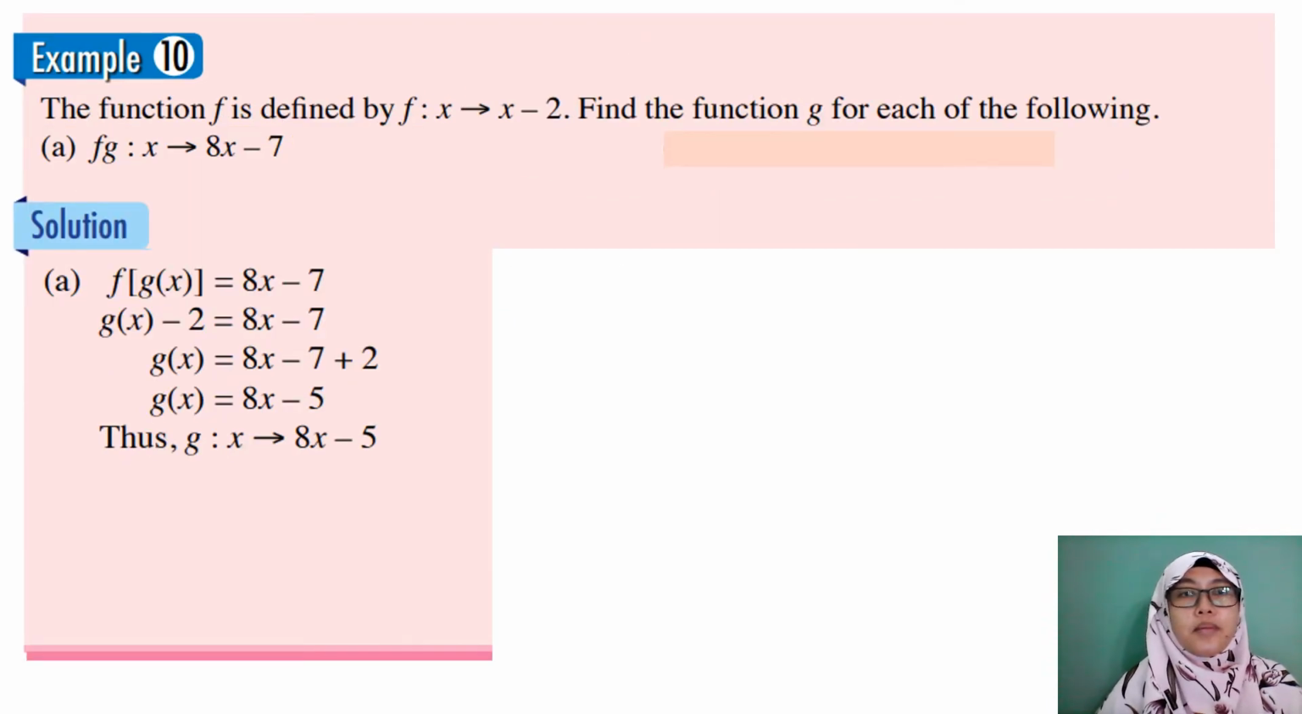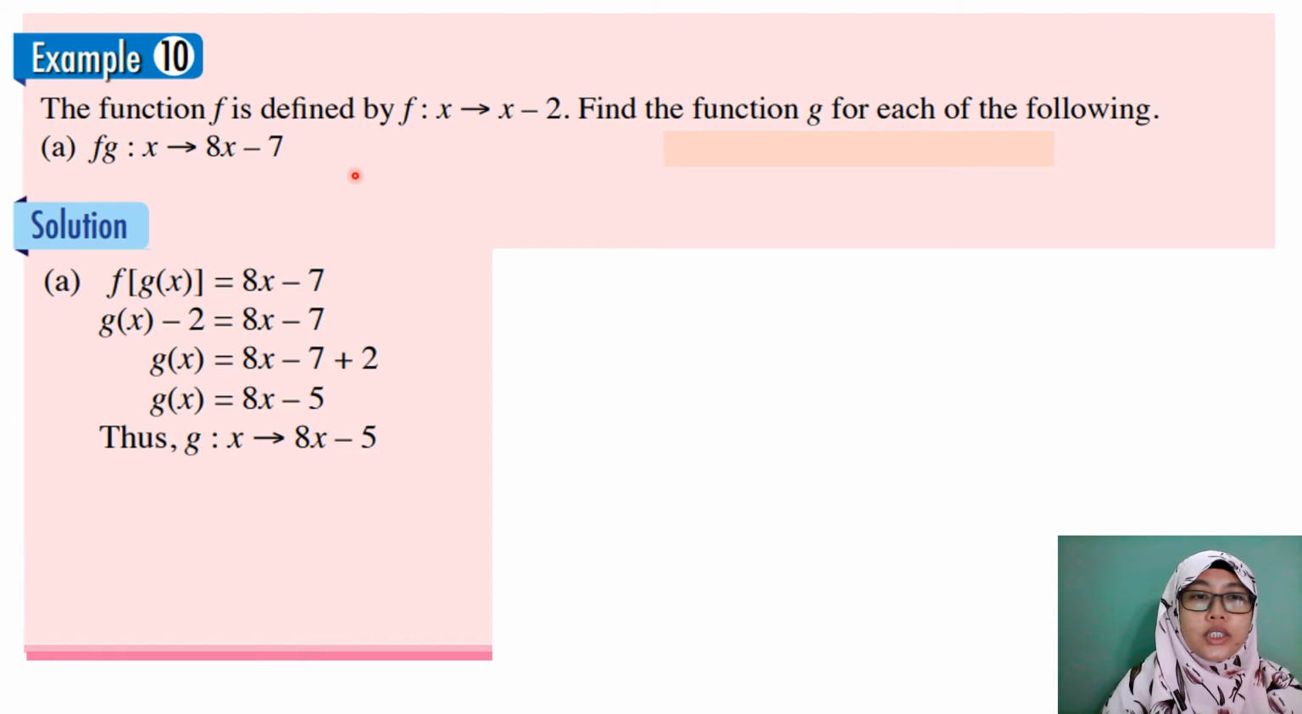For example number 10. Okay, the function f is defined by f(x) equals x minus 2. So dia dah bagi dekat sini satu function x minus 2. Find the function g for each of the following. Dia nak suruh cari function g. So soalan yang ni kamu kena faham betul-betul sebab dia ada dua soalan yang berbeza.